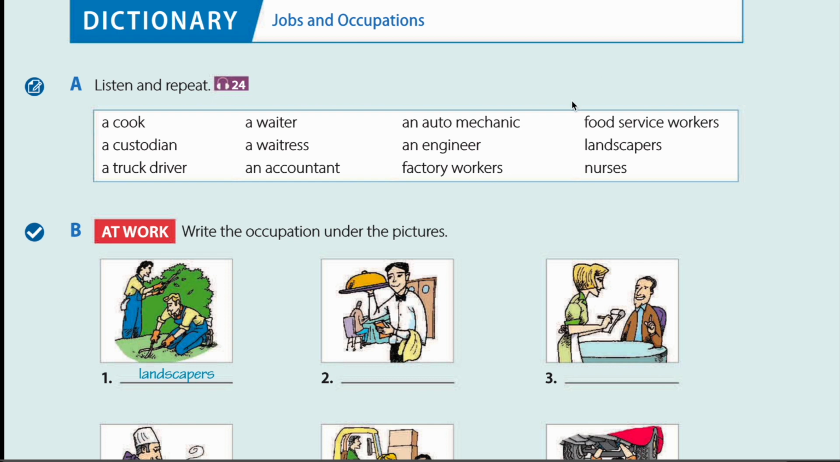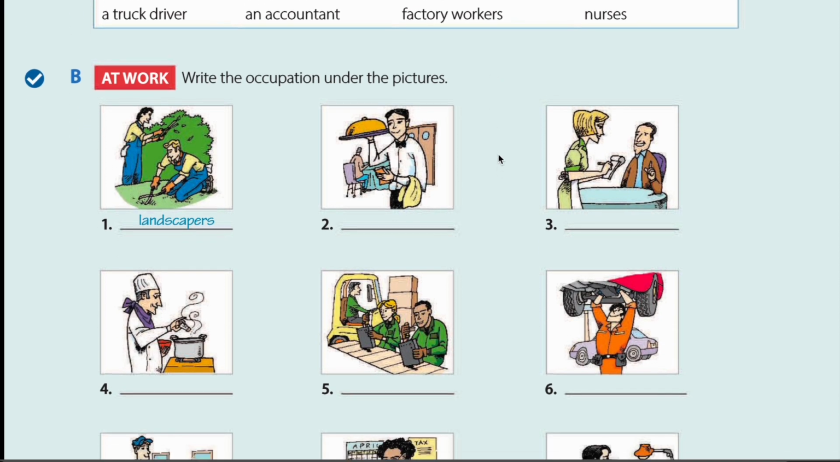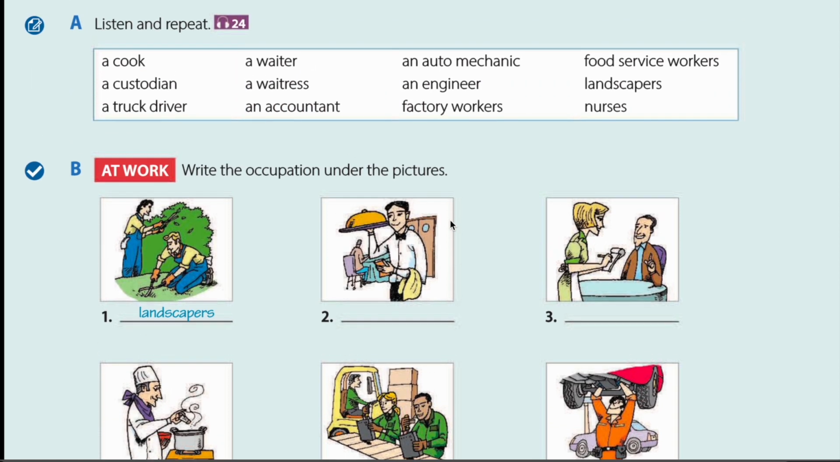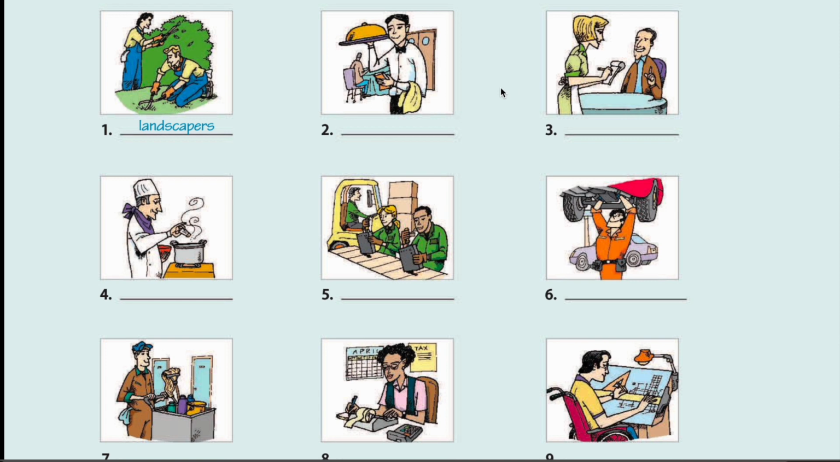Okay, if you need to practice one more time, just repeat the audio and repeat after each word or expression. Now moving on to exercise B. Here you're going to write the occupation under the pictures. For example, the first one, landscapers. So you're going to find the answers, the occupations here in the box, and put them under each picture.